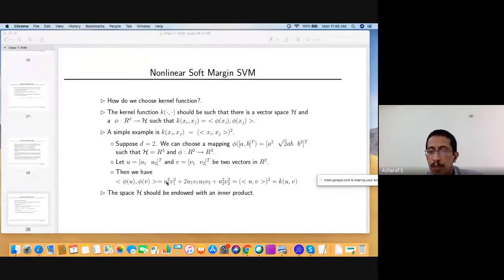And if you take the dot product, you'll get U1 squared V1 squared plus 2 U1 U2 V1 V2 plus U2 squared V2 squared, which is essentially (U dot V) the whole square. What is U dot V? It will be U1 into V1 plus U2 into V2. If you take the whole square of that, what you get is (U1 V1) squared plus (U2 V2) squared plus 2 U1 U2 V1 V2. So this is nothing but (U dot V) squared. Let's represent that as K(U, V).